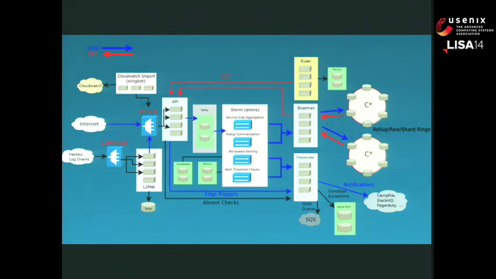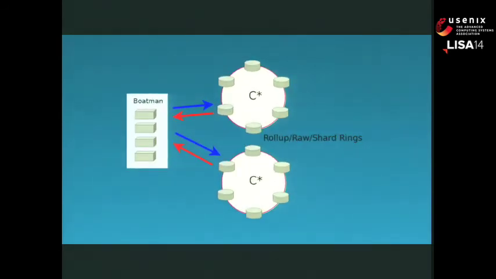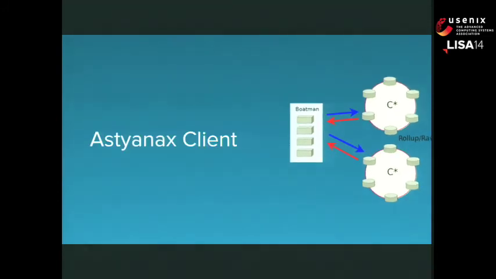Looking at the persistence layer specifically over on the right, you'll notice that all of the read and write paths for all of these services terminate in a single service called Boatman. And Boatman is a Java service that we wrote that arbitrates access to our Cassandra rings. So none of our services are allowed to write directly to Cassandra. All of our services use a service that writes to Cassandra. And we do this for a couple reasons.